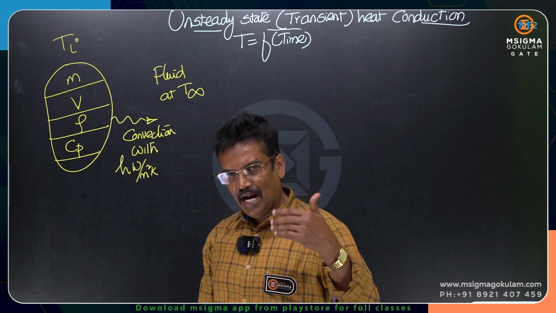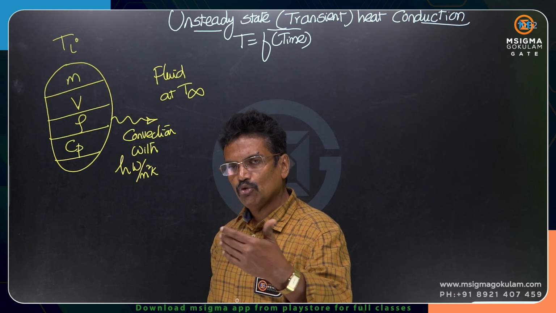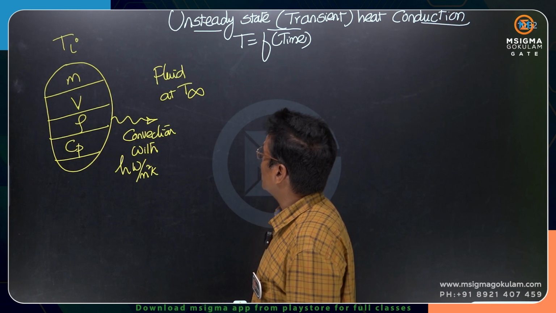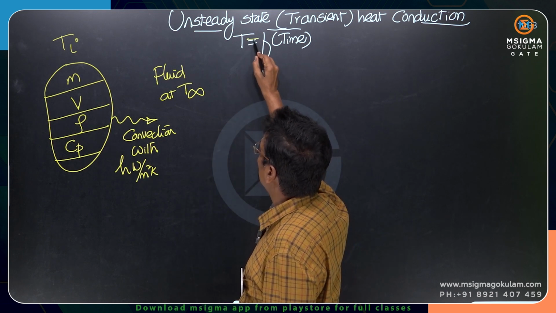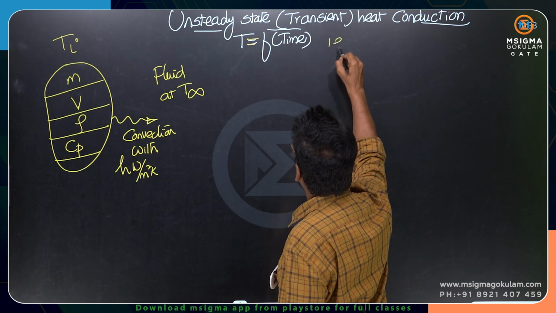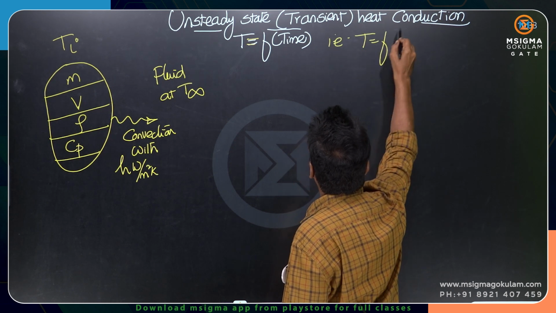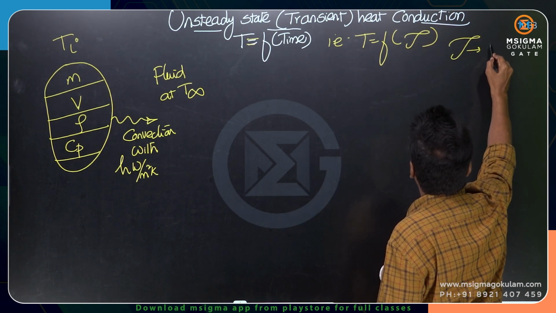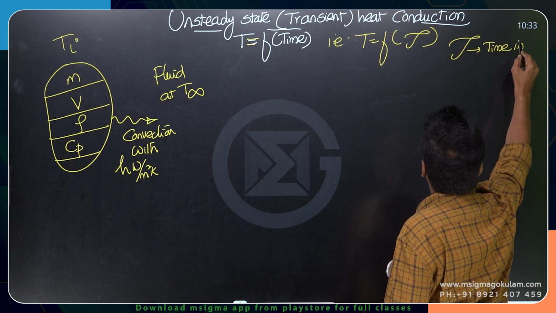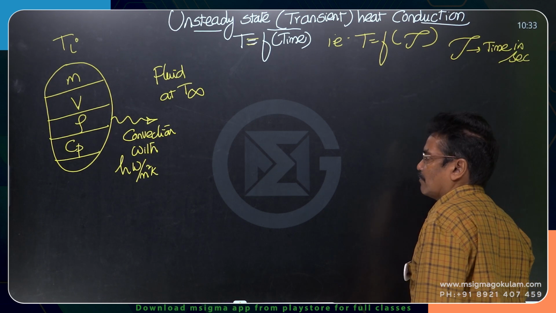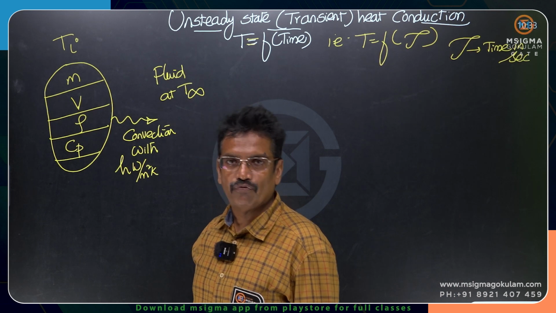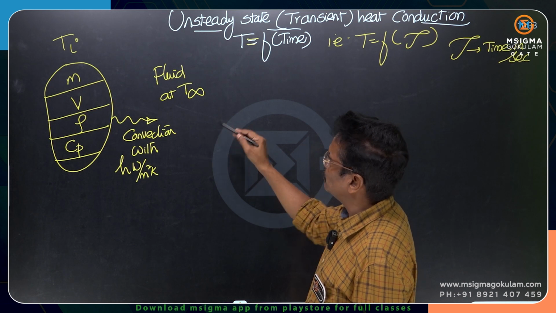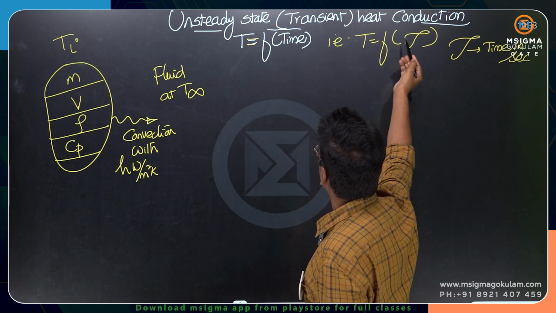Unsteady state means at different instants of time, you will be observing different temperatures of the body. Now, I want to establish this function, that is temperature as a function of tau. Tau is the time, a symbol I use for the time in seconds. So, as the body keeps on losing heat, the temperature of the body becomes a function of time.